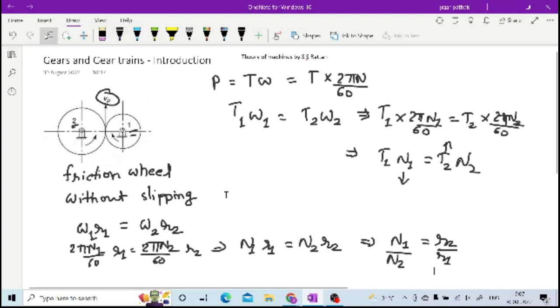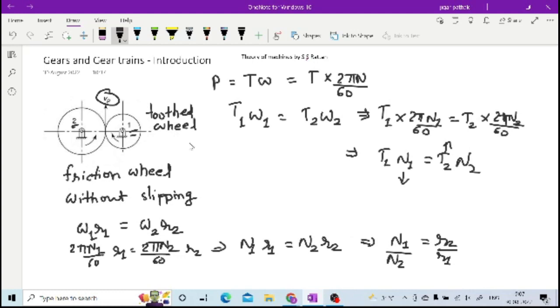What we have seen here is friction wheels, where the wheels rotate without slipping. In order to ensure a more exact positive drive, you can provide teeth on the wheel. That toothed wheel, which ensures positive drive with exact velocity ratio, is known as a gear. This is how you have your gears.